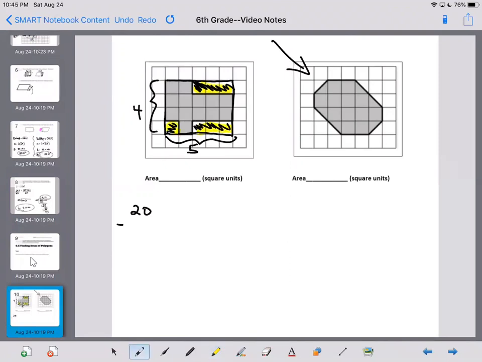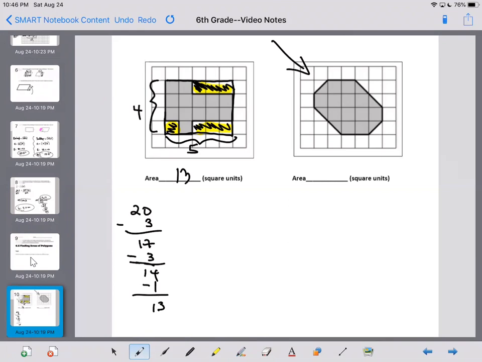So the top one is 3, so I'll subtract 3, so that'll give me 17. I've got another 3, and that'll give me 14. And then I've got one more to subtract, and that would give me 13 square units. So I'm just kind of subtracting all the pieces in yellow. And we'll do that for these next 4 shapes.